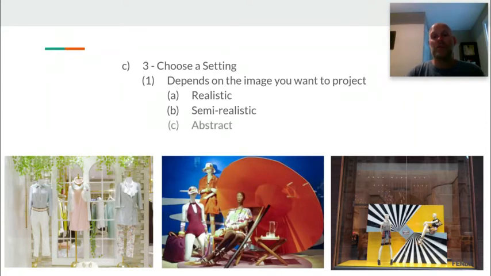And then, of course, you have abstract. That's the picture on the right. I don't know what that's supposed to be. Is it interesting to look at? Yeah, it's pretty cool. And I like the way they use the lines to sort of suck your eye right toward the product. It's interesting the way they do that. I could never design something like that, but that would be an abstract setting. And that is one of the steps in creating a good product display as a visual merchandiser.